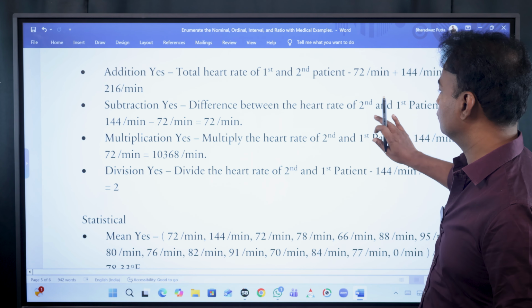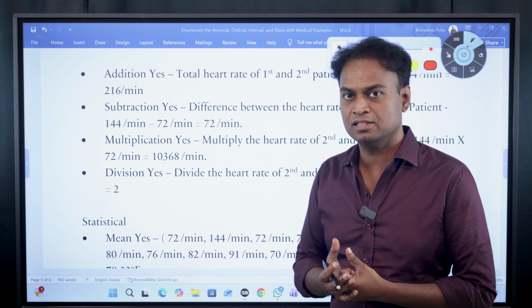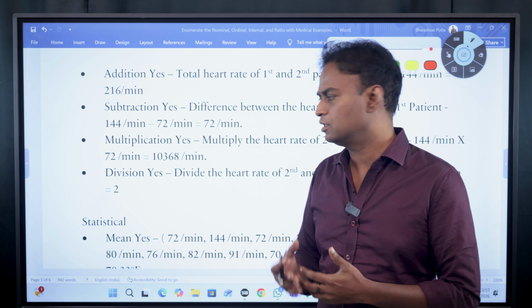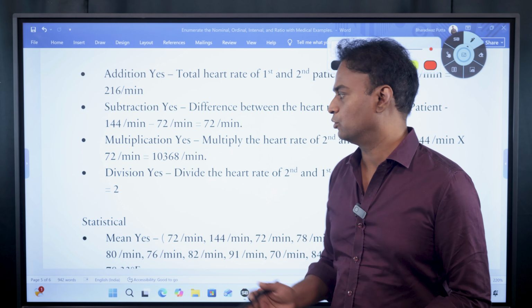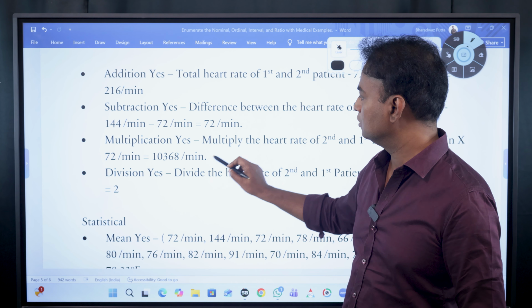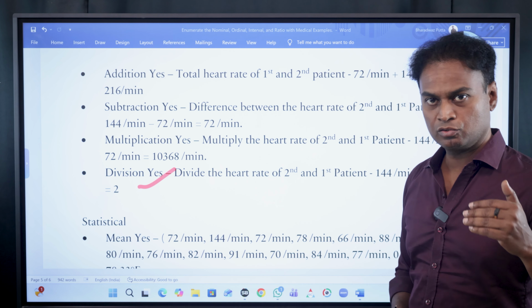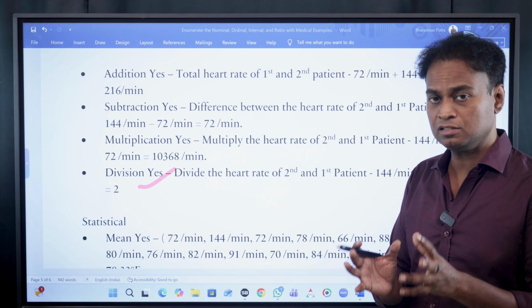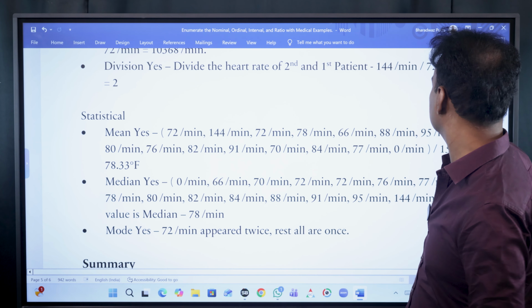Can you multiply? Yes, you can multiply the heart rate, to perform some complex calculations in a system. When you multiply it, the value is valid because it has true zero. When you divide, it is valid. When you want to divide the heart rate of the first patient by the second patient, it is valid because it has true zero.